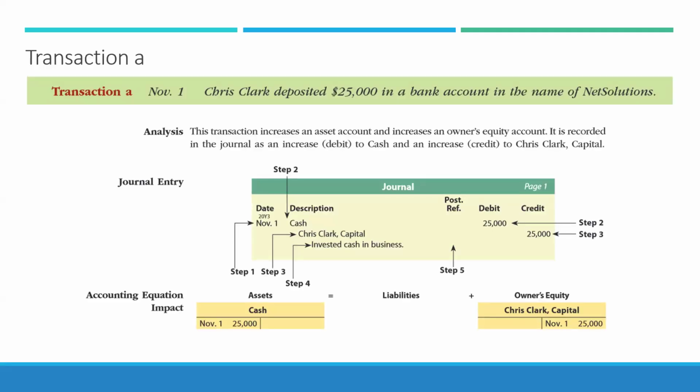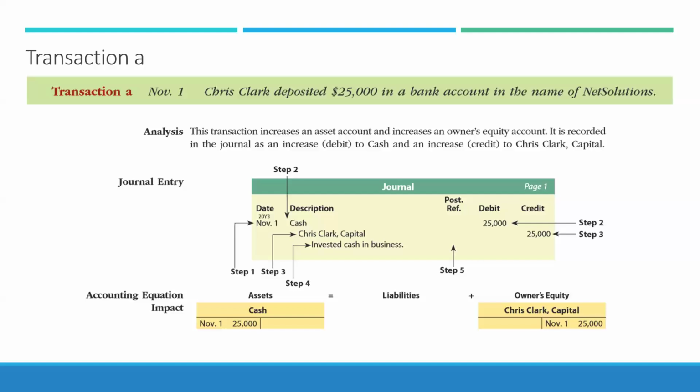So this is how a journal entry looks. Chris Clark deposited $25,000 in a bank account to fund Net Solutions as the business, the initial funding. So you're going to have a date for the transaction, a description, and then this is the description of the account, and then the posting reference, which is a further step in this problem, and then a debit and a credit.